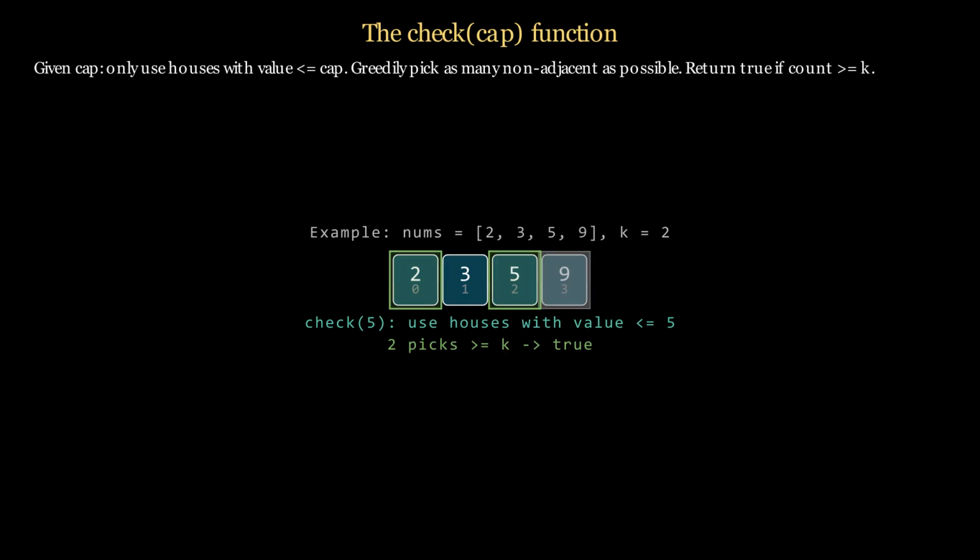We need a check function. For a given cap we only allow houses with value at most cap. Then we greedily pick as many non-adjacent houses as we can from left to right. If we get at least k picks, cap is valid. Example, check 5. Houses with value at most 5 are at indices 0, 1, 2. We skip index 3. Greedy, pick 0, skip 1 because it's adjacent, pick 2. That's 2 picks, at least k, so check 5 is true.